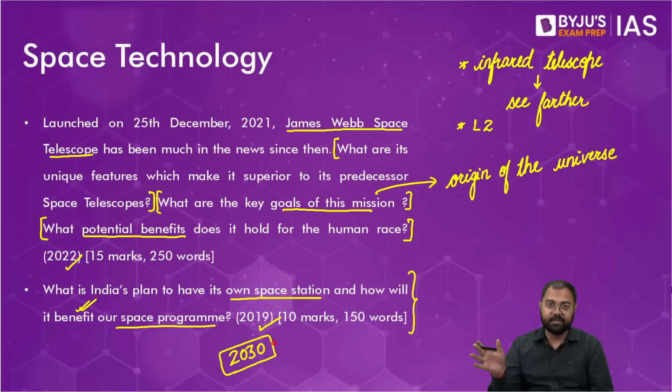We discussed that this is the plan, that by 2030 we want to have our own space station, and right now we are working on some of the other key important missions like the Gaganyaan mission, and after the Gaganyaan mission it was announced that we'll start working on our own space station. Now what are the potential benefits? What are the potential benefits that it will have for our space program?